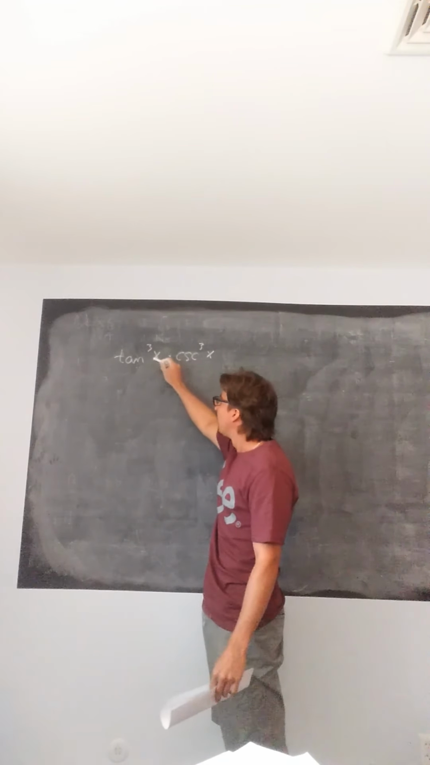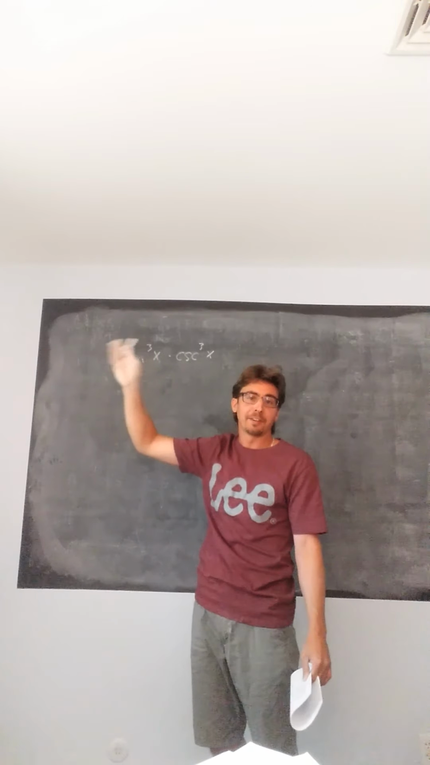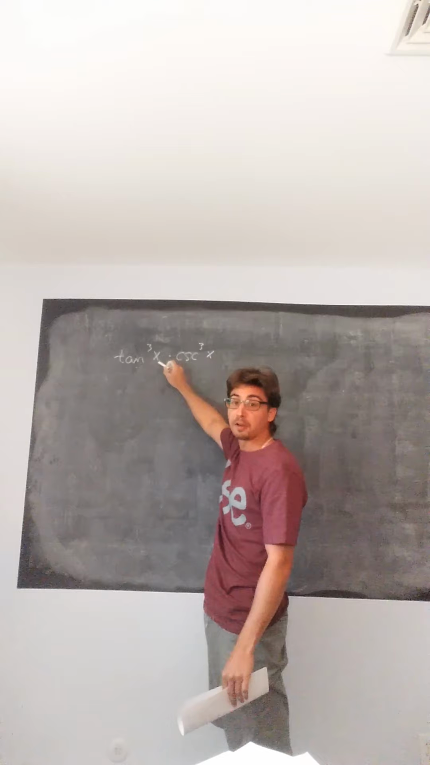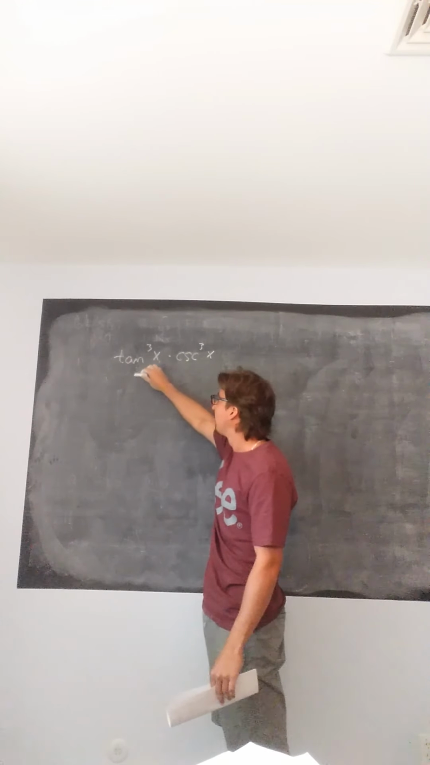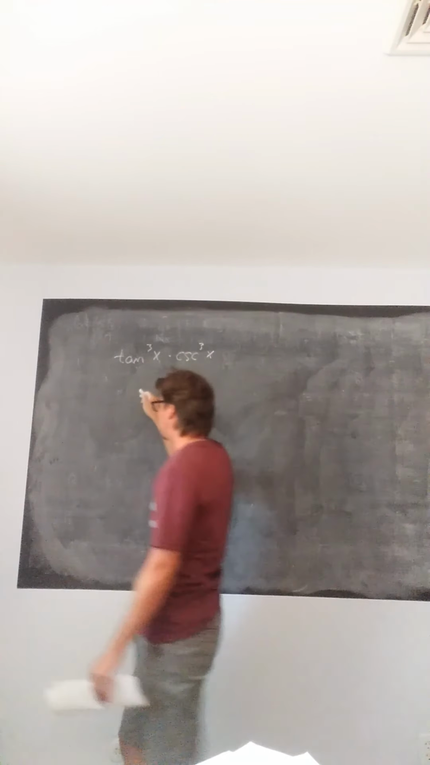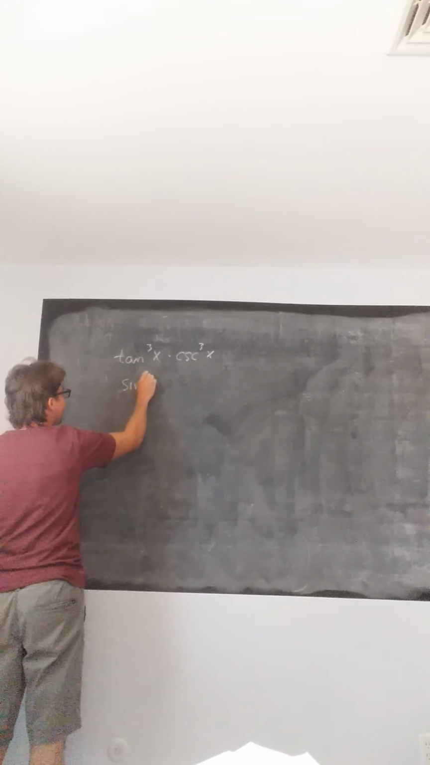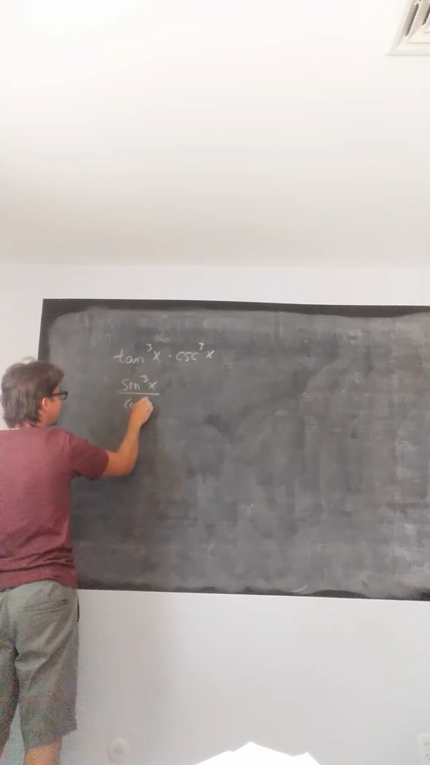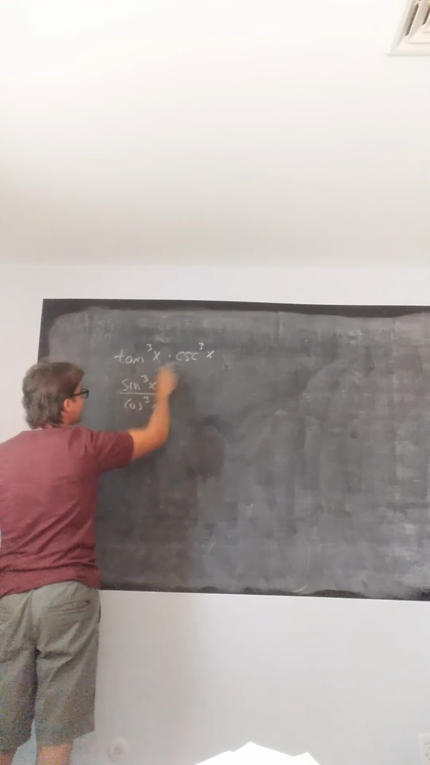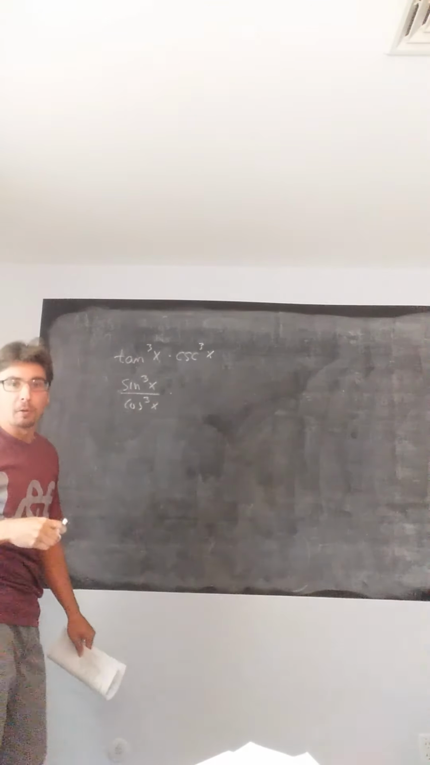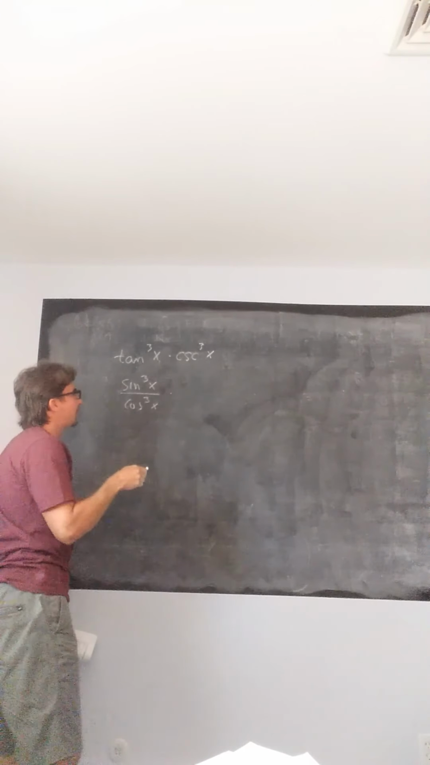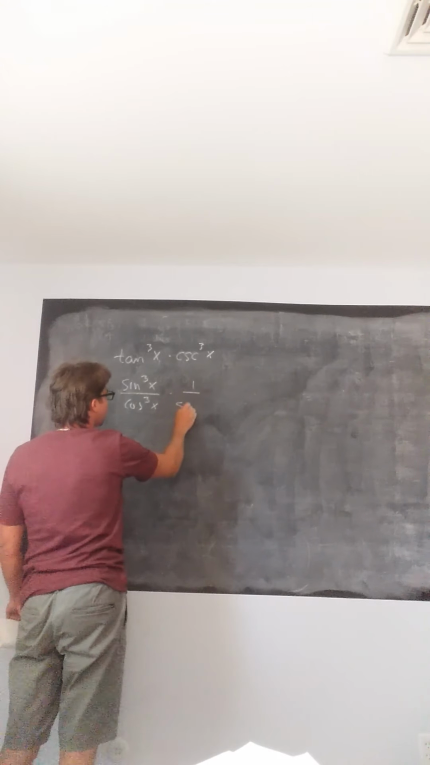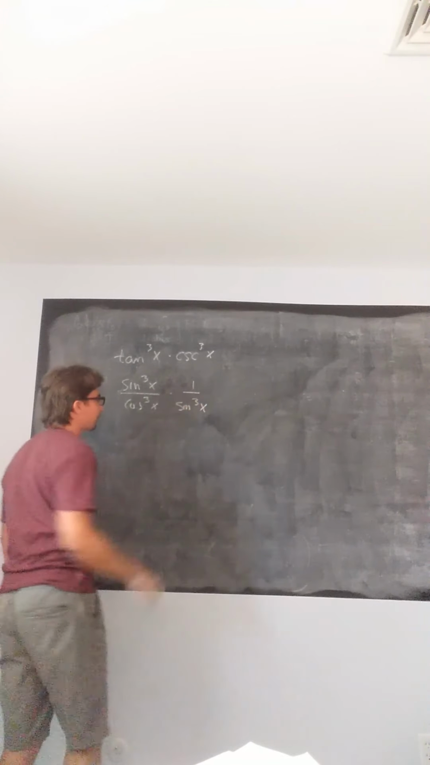Tangent can be thought of as sine over cosine, but it's tangent cubed, which means we have 3 copies. So we would have sine cubed of x over cosine cubed of x, times, now we'll do the same game here, cosecant cubed. So that means you're going to have 1 over sine cubed. That's the reciprocal identity, right?